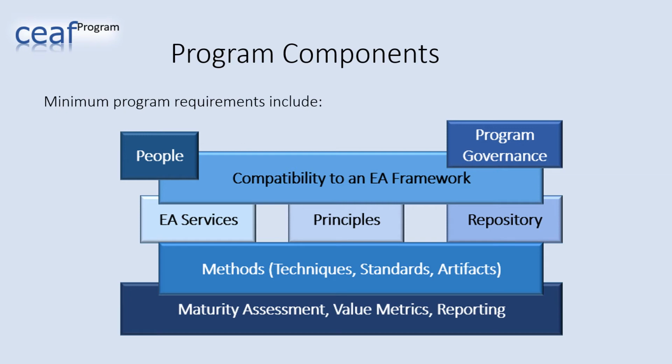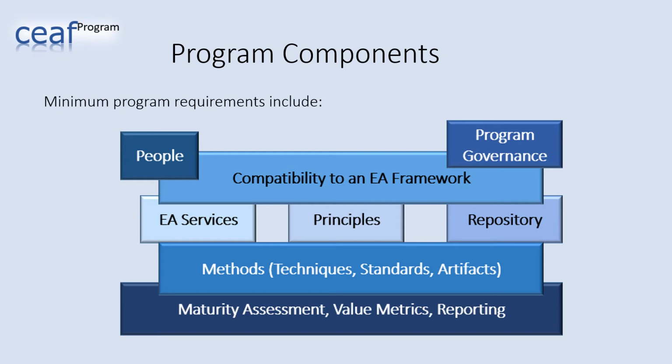Third, compatibility to an EA framework. Programs need a framework structure, either commercial or homegrown, that provides organization and structure for activities that collectively provide a holistic view into the enterprise. Fourth, a set of services. Traditionally, these are a methodical set of activities needed by the organization that help shape decisions being made within the organization.